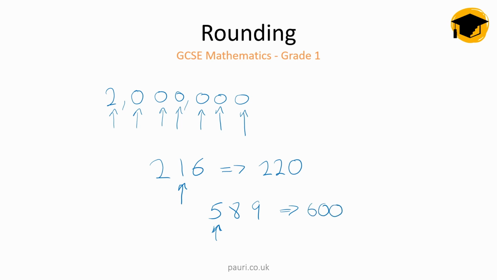The same thing applies to decimals. So for example, if I've got 5.21, let's say the question says round to 1 decimal place. 1 decimal place means 1 number after the decimal. I look at the next number, so the next number is a 1. Is that 5 or above? No, it's not. So I keep my number at 5.2.